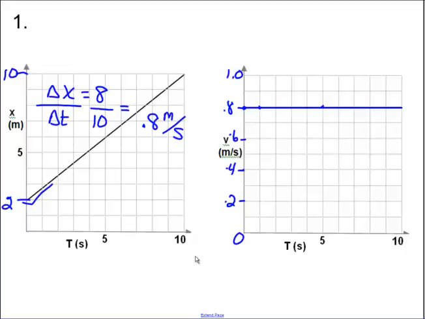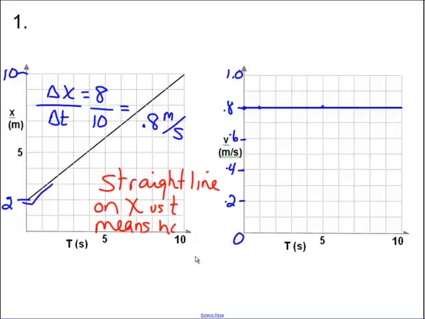It's a horizontal line. When we look at our two graphs, what we see is that when we have a straight line on our position versus time graph, that means that on our velocity time graph, we have a horizontal line. Both of them indicate constant velocity of our object.